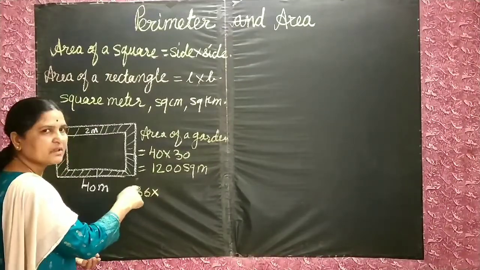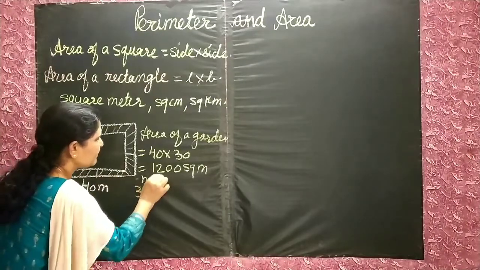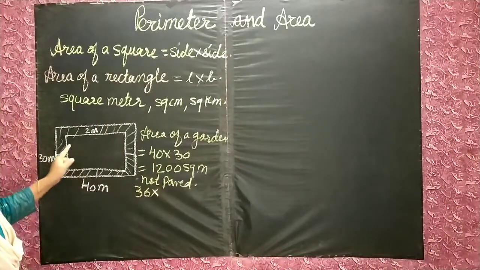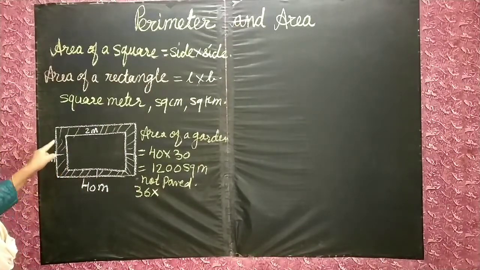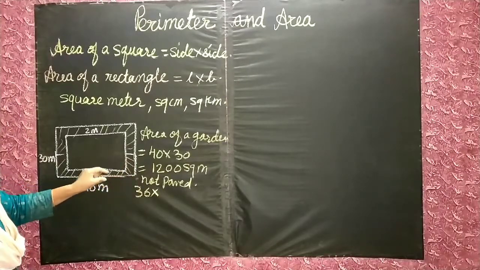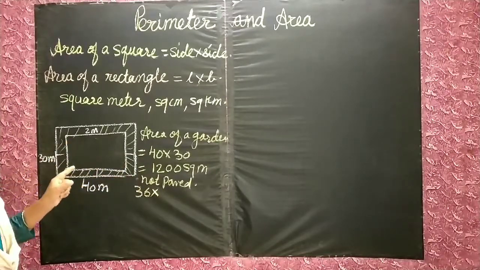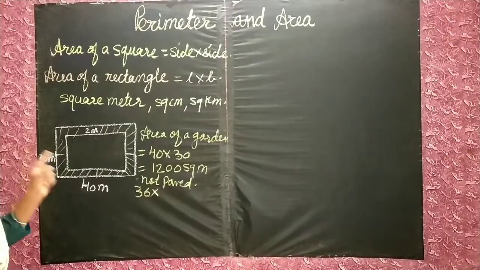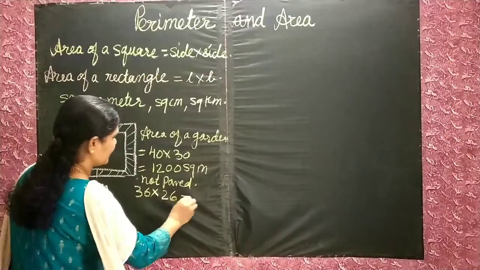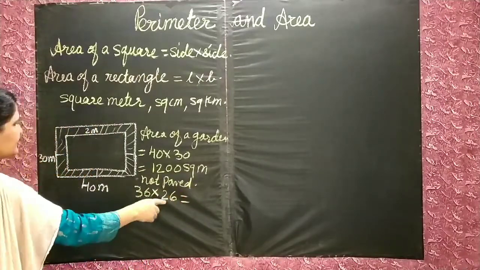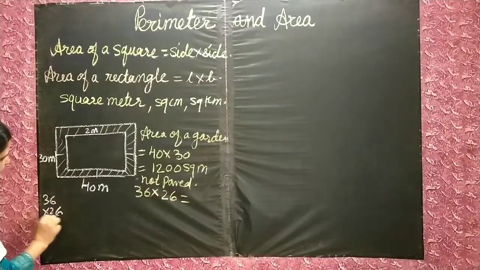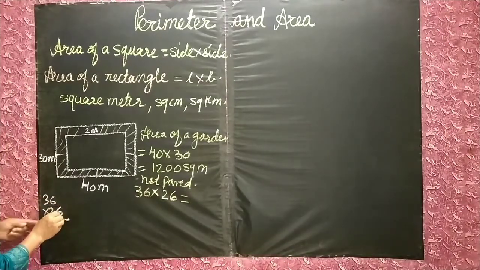So length is 36 multiplied by, now what we are going to find out here? The area of the portion which is not paved. And the width is 30 meter, here also 30 meter. But again 2 meter and 2 meter we have to decrease. That means 2 plus 2, 4 meter. So 30 minus 4 is 26. So 36 multiplied by 26. Here we are going to find out.